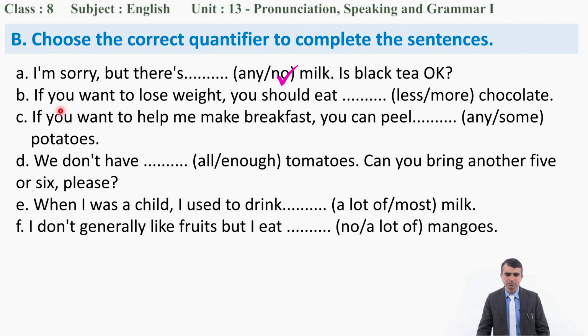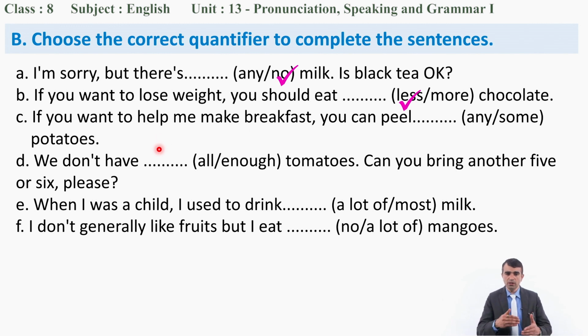Now, B. If you want to lose weight, you should eat less or more chocolate. If you want to lose weight, you should eat less chocolate or more chocolate. Obviously, less chocolate. Good. Here the determiner is less.